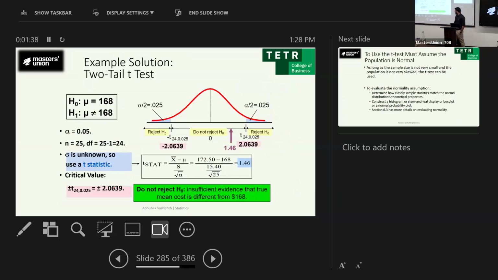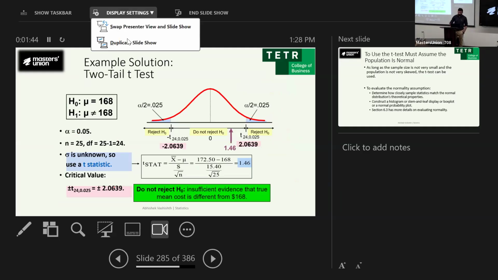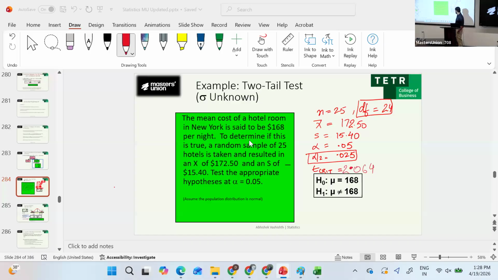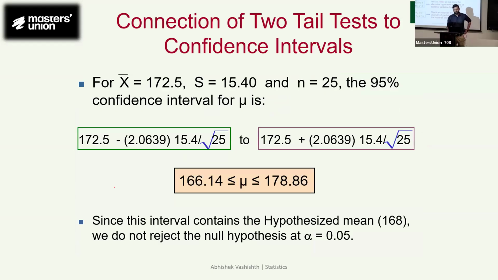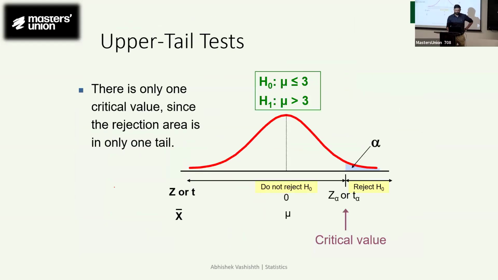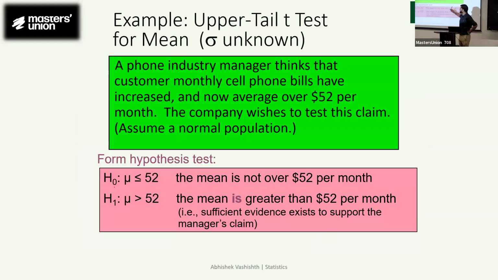How do you write it? Insufficient evidence. I want you to read it and see first of all whether what you've done is correct or not. The T value at degrees of freedom 24 and 0.025 was 2.064, and then the calculation is 1.46, which you did, is absolutely correct. And then you say insufficient evidence that the true mean cost is different from this. Lower tail, upper tail, I've told you. Same way, I just wanted to do this quickly.